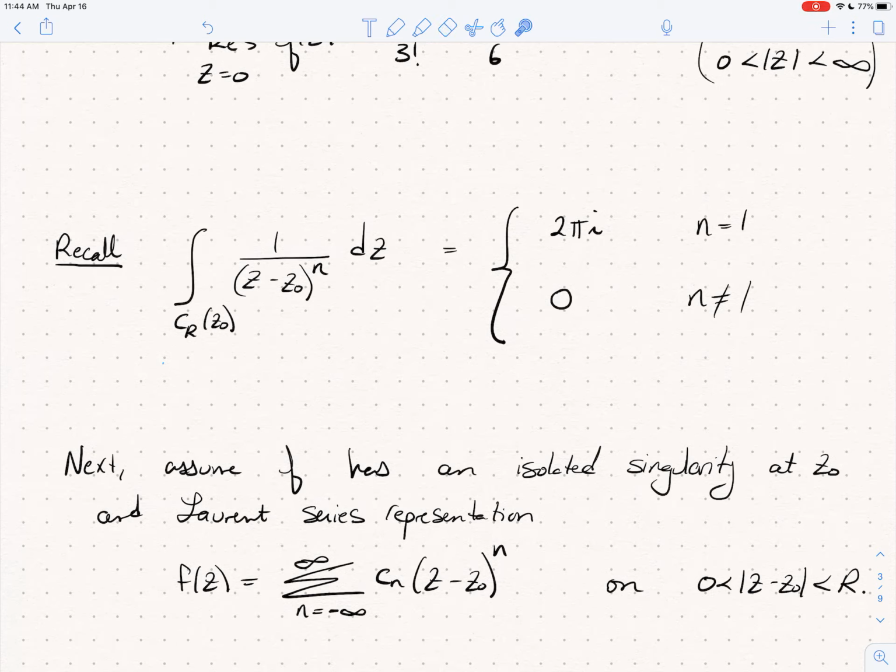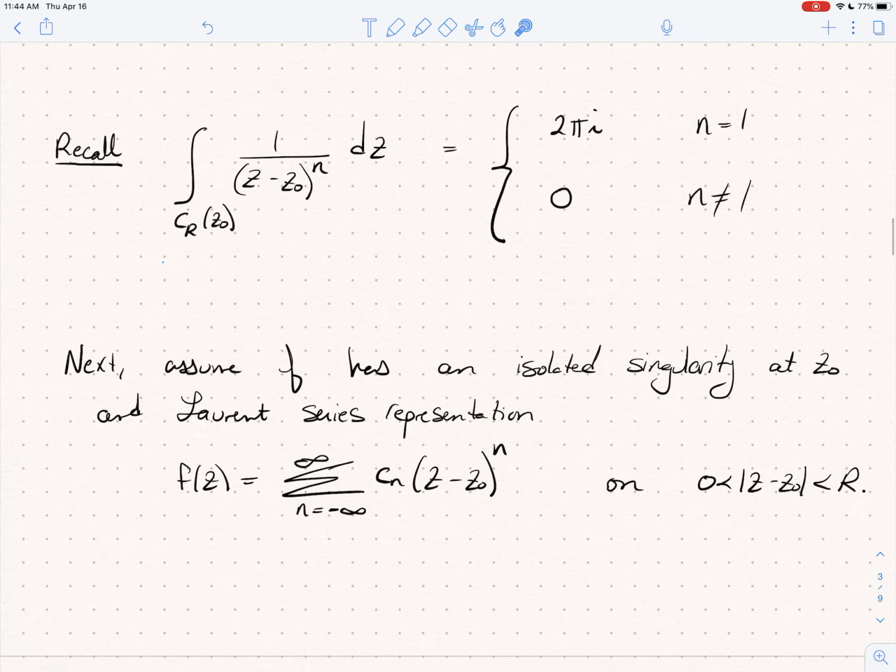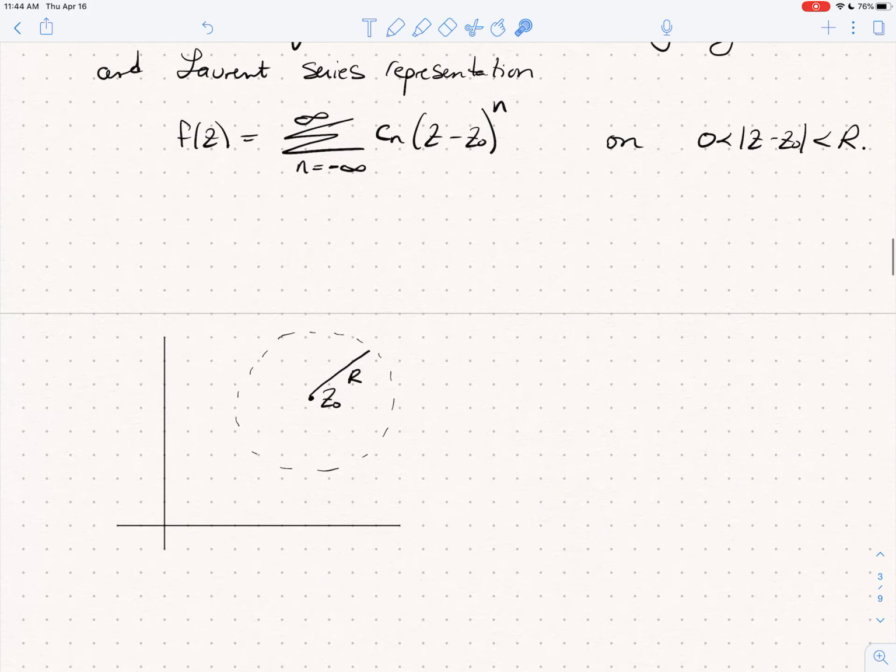So let's go ahead now, and I'm going to assume that f has an isolated singularity at z₀, and that means that my function f has a Laurent series representation. I can write f like this, and I can do this on this punctured disk centered at z₀, radius r, where we delete z = z₀. That's what the bigger than 0 means. Okay, so let's assume that, and maybe we can draw a picture.